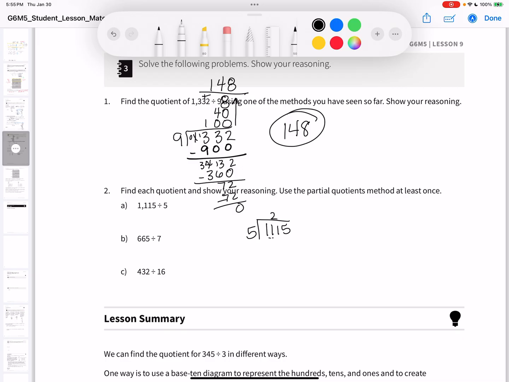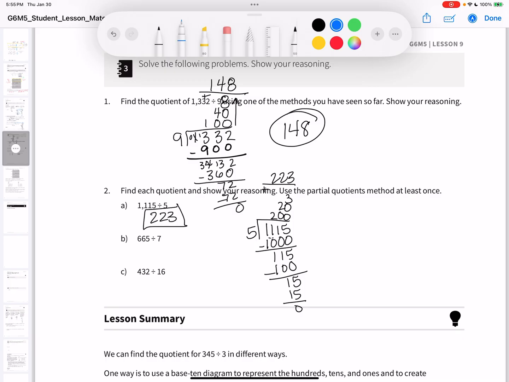So do you think maybe 200? 5 times 2 is 10. 5 times 200 is 1,000. So that's 5, that's 1, that's 1. So that's 115. That's pretty good. 5 times what gets us 100? 5 times 2 gets us 10. So 5 times 20 gets us 100. So that leaves us with 15. 5 times 3 gets us 15. And we have 0 left. So then we add them up. That's 3, that's 2, that's 2. So 1,115 divided by 5 is 223.